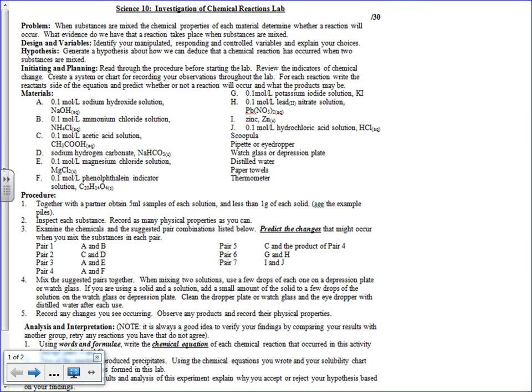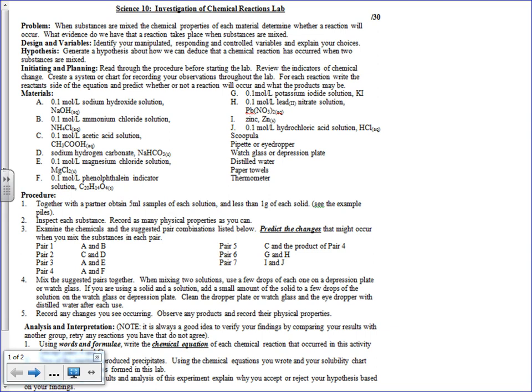So the problem we're investigating: when substances are mixed, the chemical properties of each material determine whether a reaction will occur. What evidence do we have that a reaction takes place when the substances are mixed? Okay. Design and variables. The lab is very straightforward.